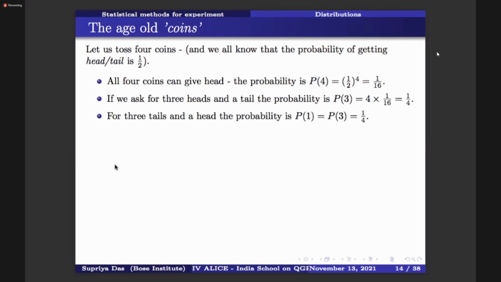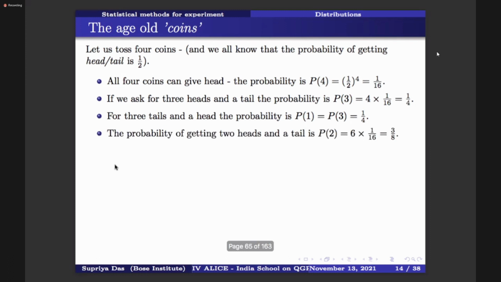For 3 tails and a head, the probability will be the same as the one just above. The 3 heads and a tail and the 3 tails and a head have the same probability, because you can have the same combinations, the same probability for each combination, and then you multiply, you get 1/4.